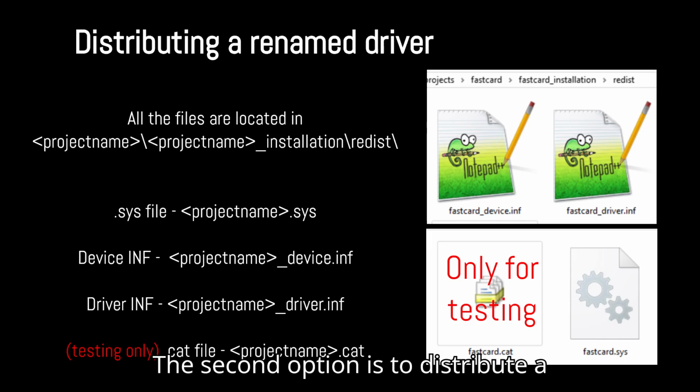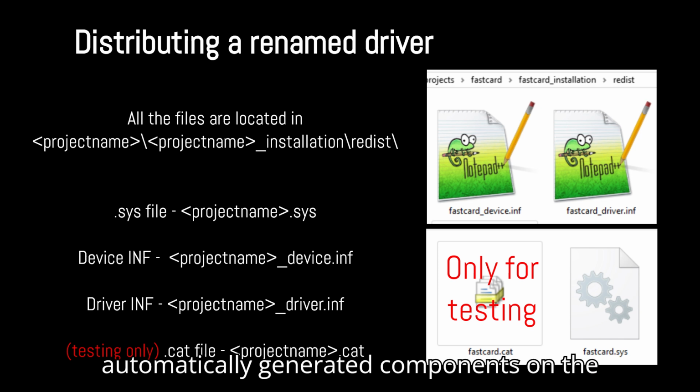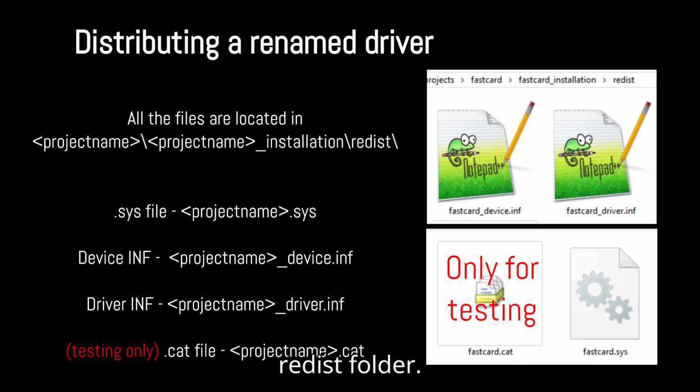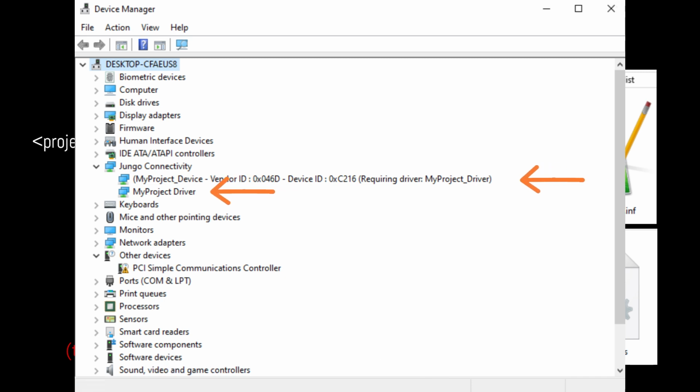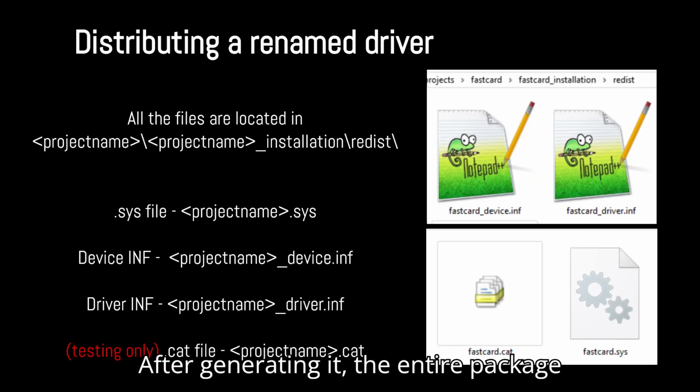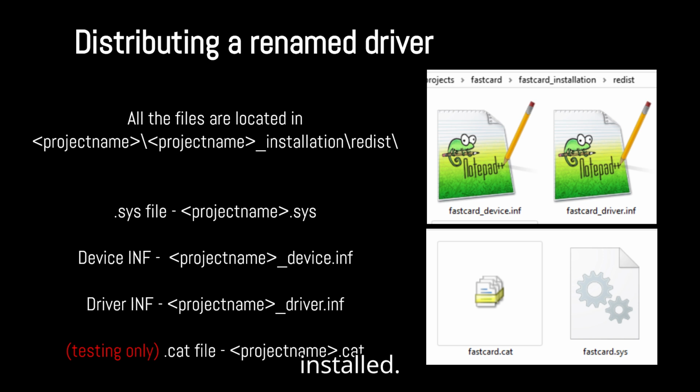The second option is to distribute a fully renamed driver using the automatically generated components on the redist folder. This way, the driver will carry the name you choose for it. After generating it, the entire package should be digitally signed to be installed.